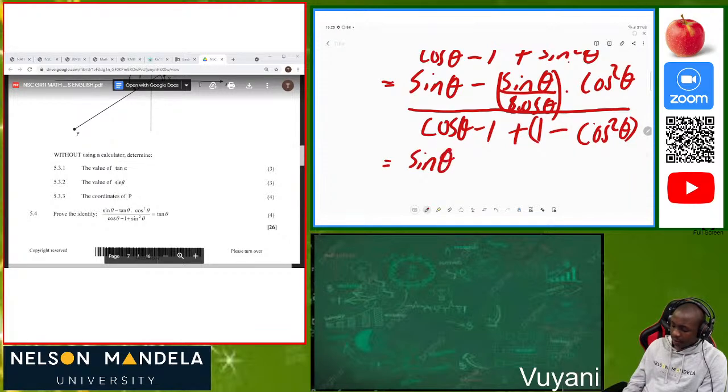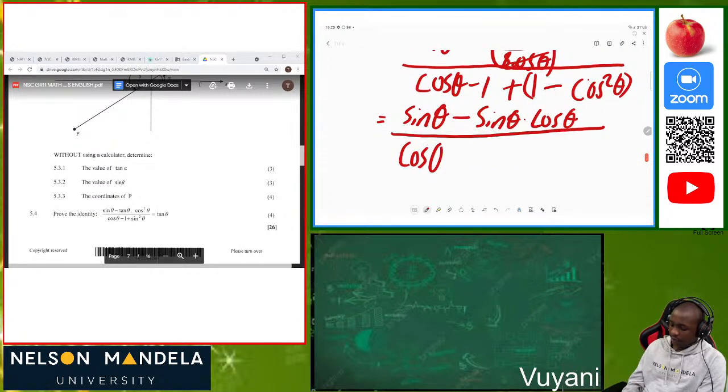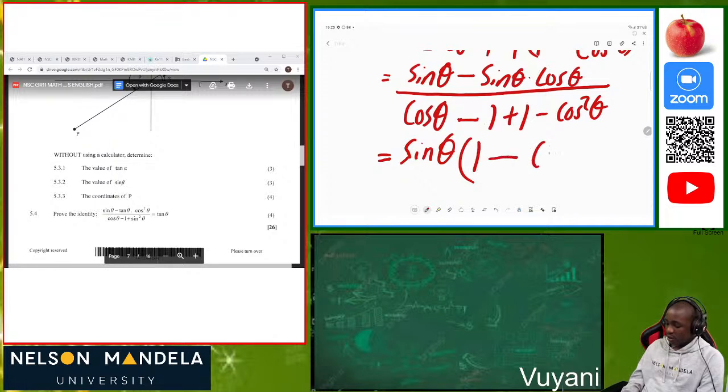Sine of theta minus, this cos and this one cos will cancel. Then we'll be left with sine theta times cos theta only, because this cos squared theta is the same as cos theta times cos theta. Then we divide all through by cos of theta minus 1 plus 1 minus cos squared of theta. Come on, we are almost done. This is nice. Then we know that negative 1 plus 1 is equivalent to 0. Then our common factor on the top is sine of theta. Then it's going to leave us 1 minus cos of theta.